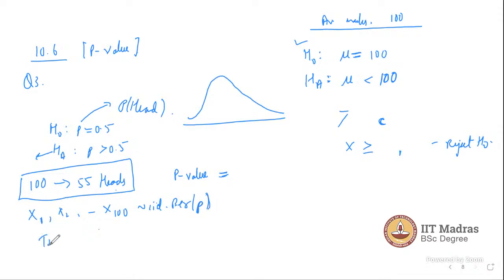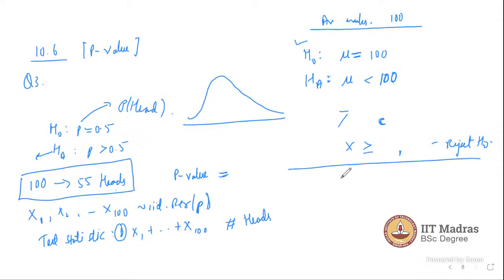I can take my test statistic to be x1 plus x2 up to x100. And what it will give? It will give the total number of heads. What we have observed, the total number of heads, is 55. So if I take my T to be x1 plus x2 plus up to x100, and I have to find alpha, what will I write? I will write the probability of rejecting my H0 given H0 was true. So H0 was true is P equals 0.5.